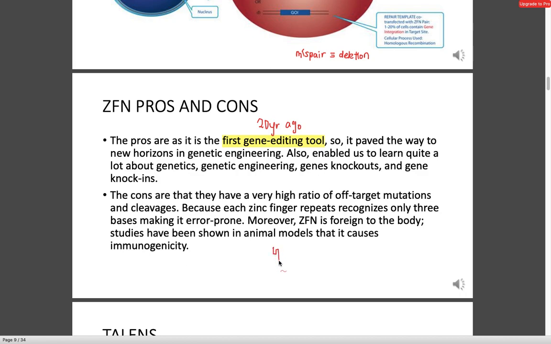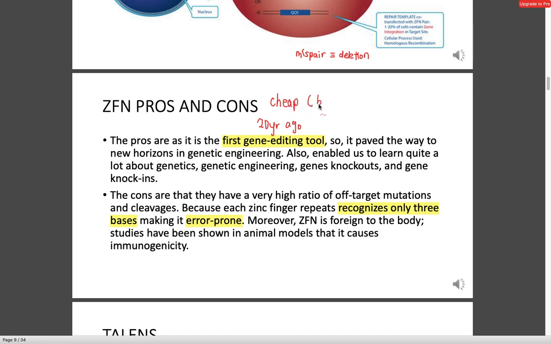The con is that they have a very high ratio of off-target mutation. Usually the initial one always has high chances of off-target. This is the first one, you never expect the first to be that great. And because its zinc finger repeat recognizes only 3 bases, it is error-prone. Moreover, ZFN is foreign to the body. Studies in animal models have shown it causes immunogenicity. Actually, ZFN is still utilized because it's cheaper, but now CRISPR is also cheap, so people rarely use ZFN now. It is very rare.